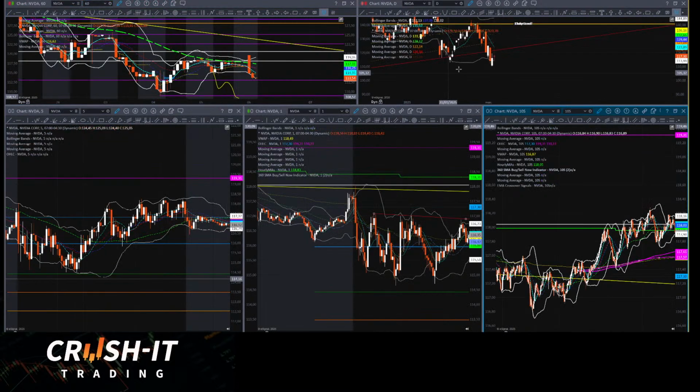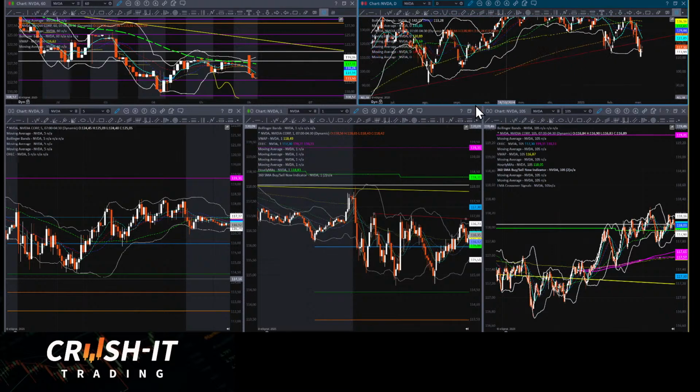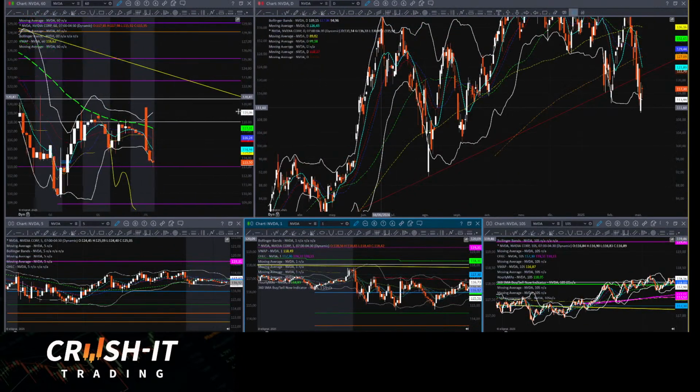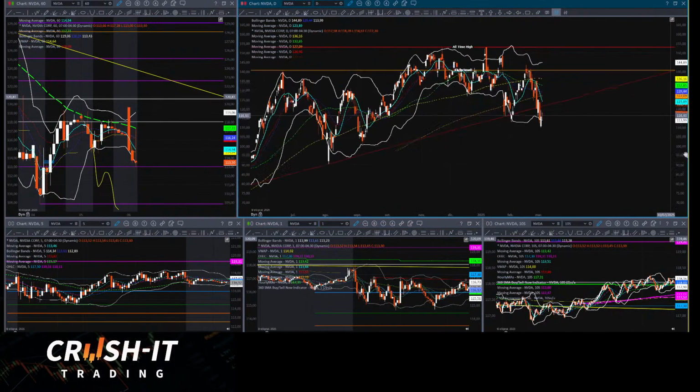NVIDIA is one of the ones I'm going to have on my watch list today. I feel like we have a nice window to the downside. If I look at the daily up here in the upper right-hand corner, let me make this chart a little bit bigger. I feel like I got some room to the downside a little bit here on this one.